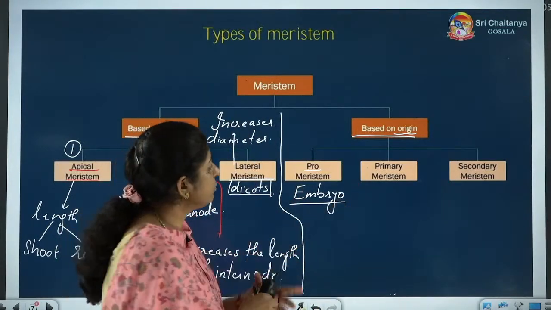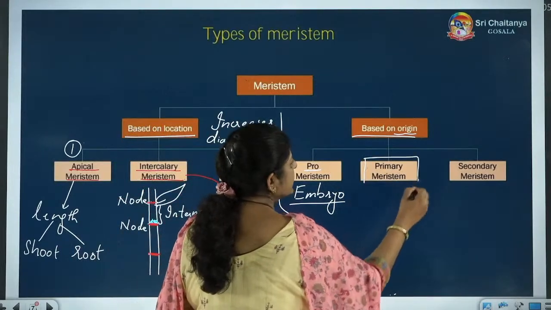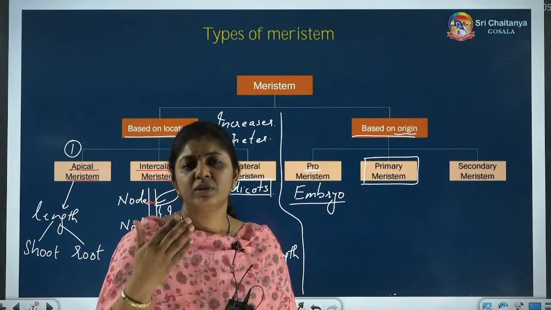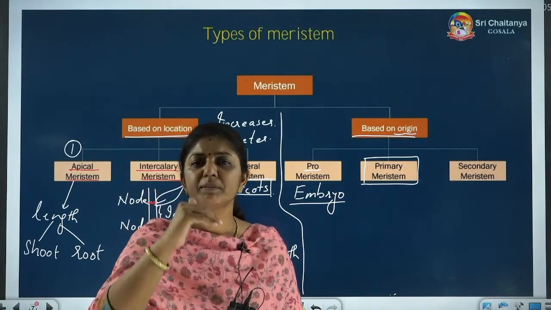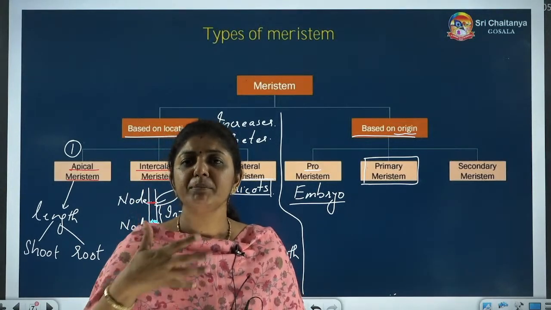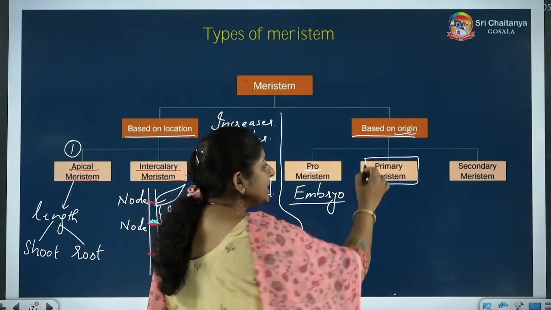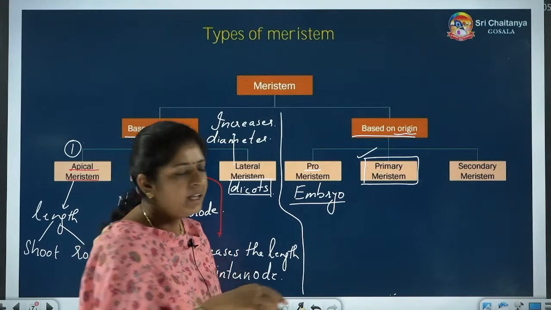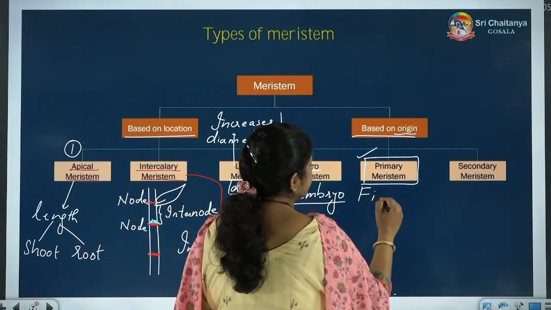Fine. Now coming to the primary meristem. Primary meristem is what? When the embryo comes out, it is forming what? Shoot system and root system. From the beginning, if the meristem is still there, you call it the primary meristem, right? So this is the first formed meristem.